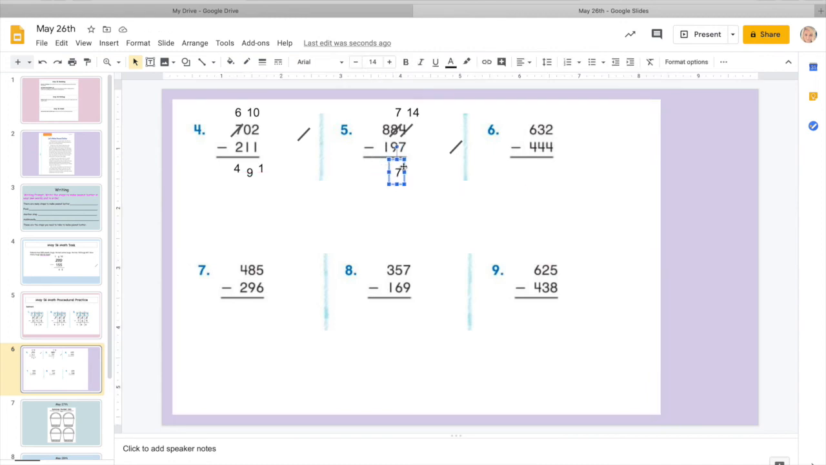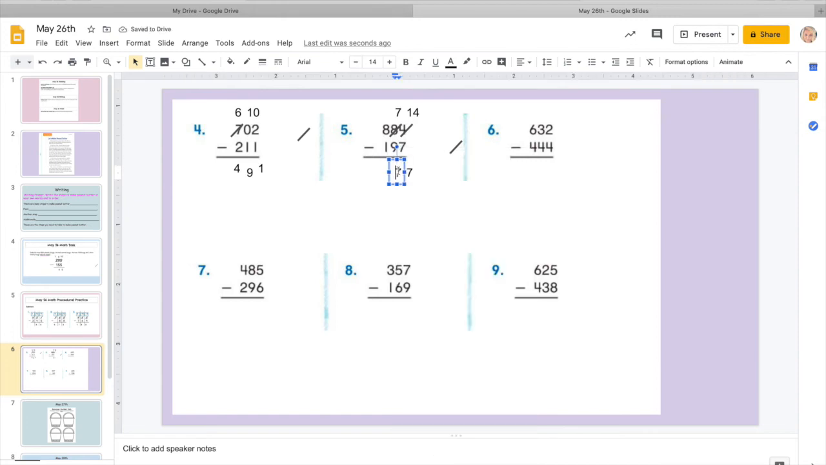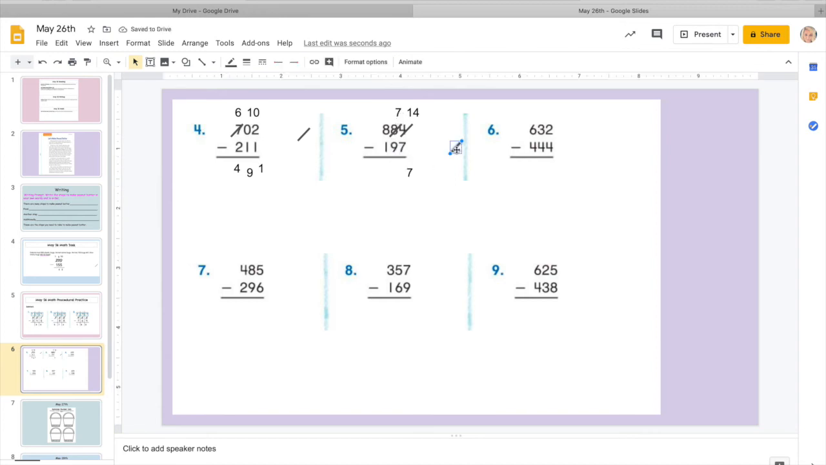Now we need to move on to the second step, where we are going to be subtracting the tens column. That one is 7. We have 7 of something. We want to take 9 away. We know we can't do that because 7 is less than 9.